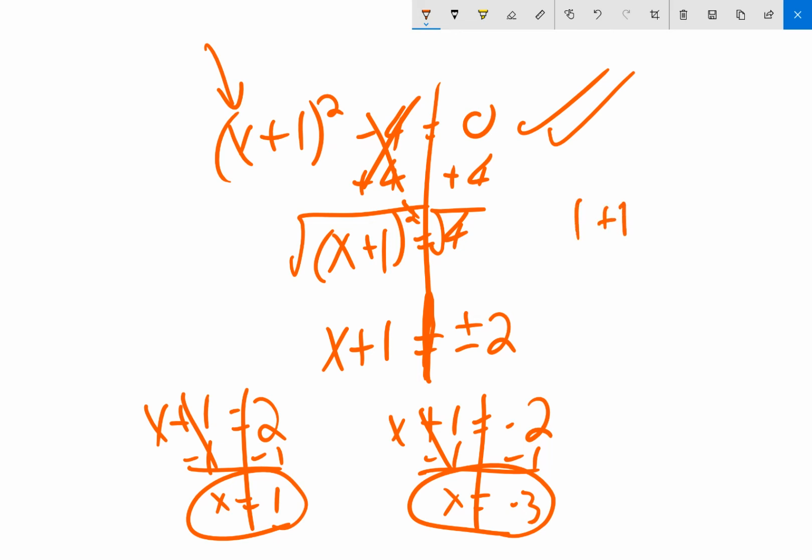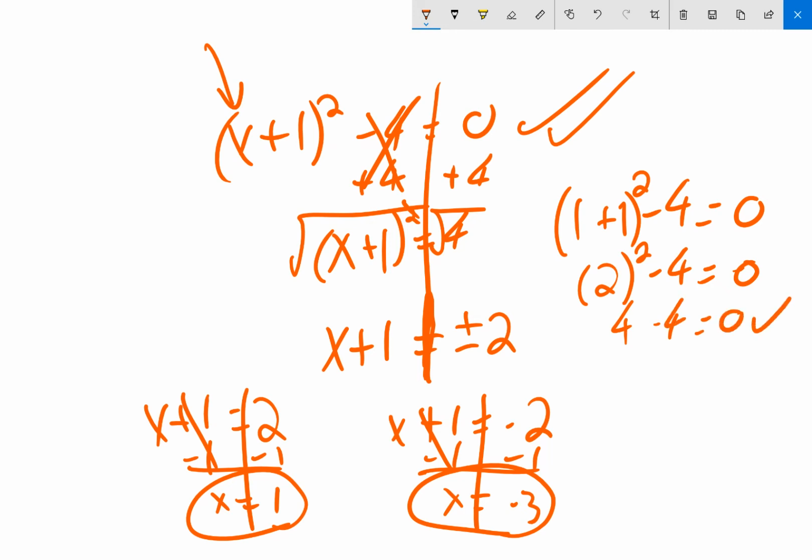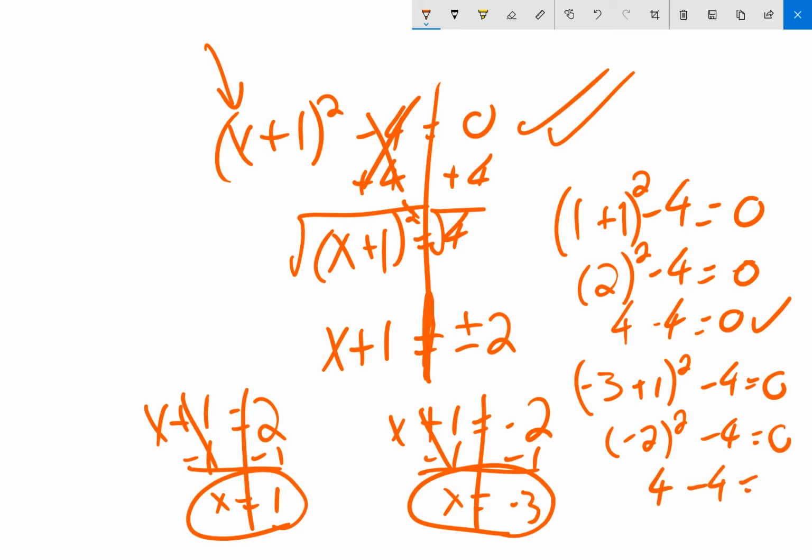1 plus 1 squared minus 4. 1 plus 1 is 2, and 2 squared minus 4 equals 0. That's 4 minus 4 equals 0, which is true. And if you plug in negative 3 plus 1 squared minus 4 equals 0. Negative 3 plus 1 is negative 2, and negative 2 squared is positive 4, and 4 minus 4 equals 0. So that's true. So both plugging in 1 and plugging in negative 3 worked, just to make sure.